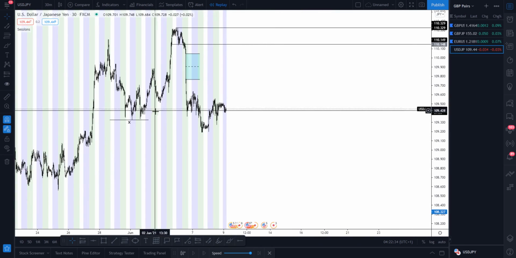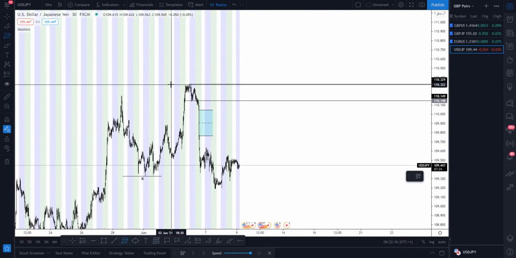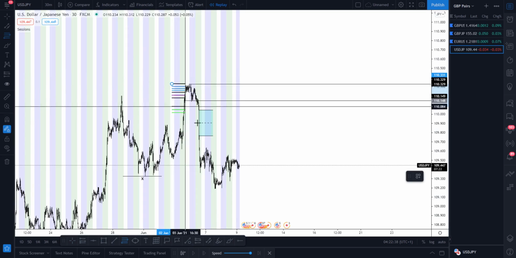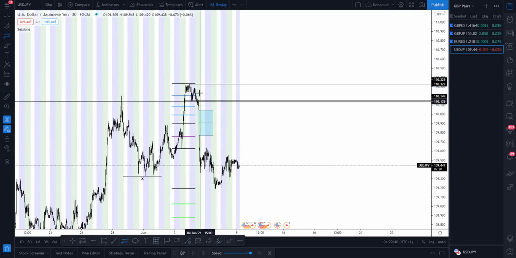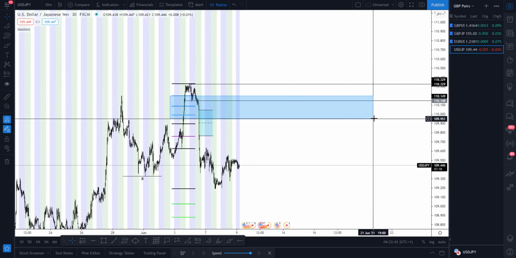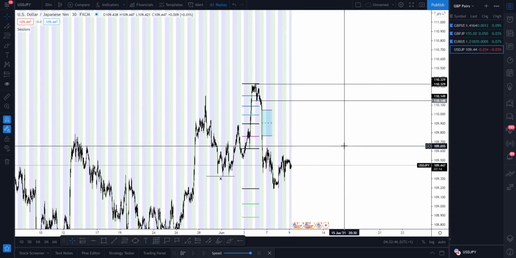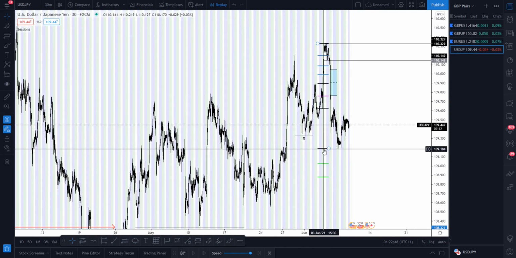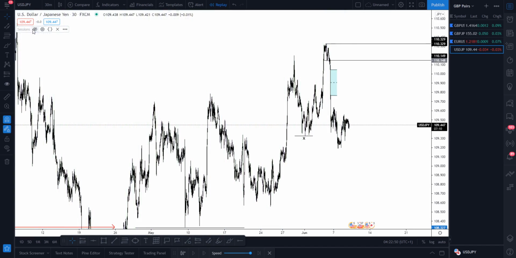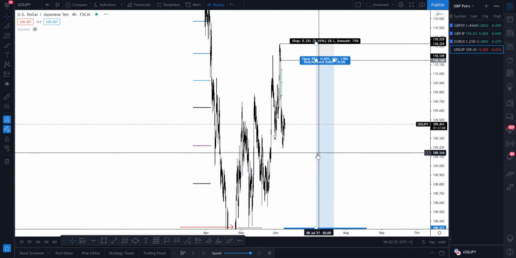Eight if you're including the Fibonacci. If we take our fib from the high to the low, all these institutional candles are inside of our blue zone. So we have about seven to eight confirmations for this specific trade, which makes a lot of sense. So yeah, that's generally what I'm looking for on USDJPY.